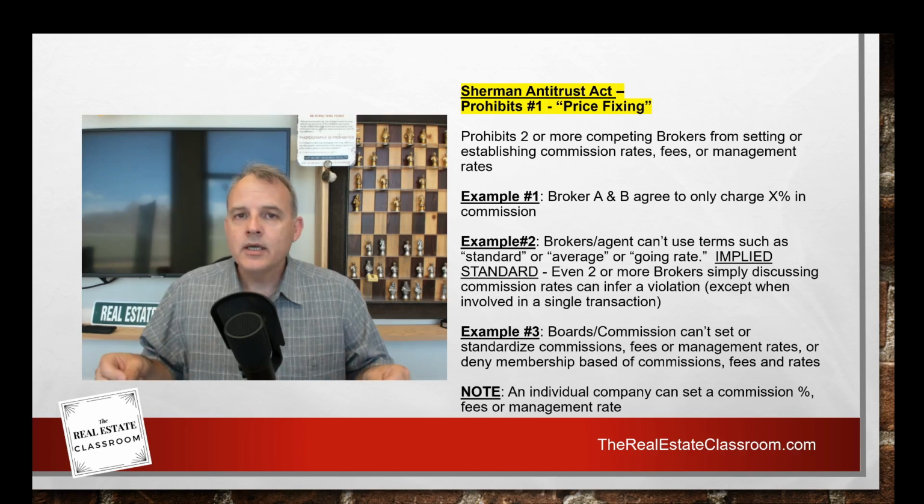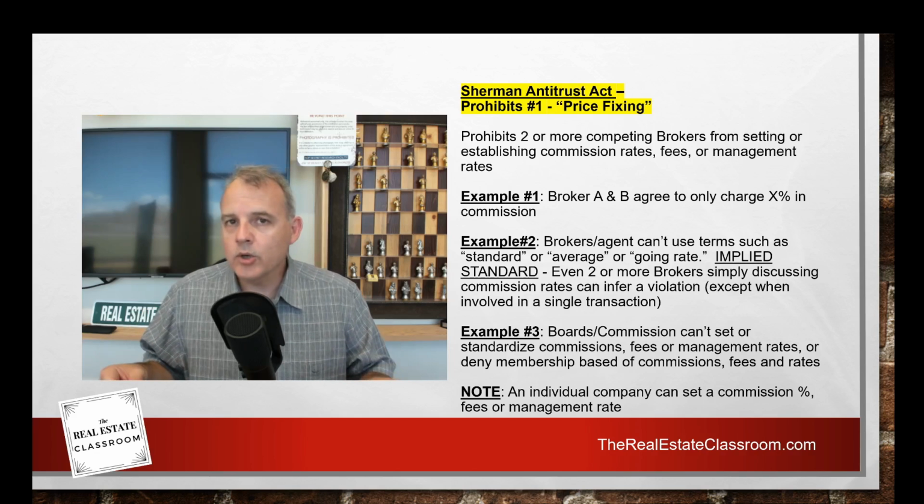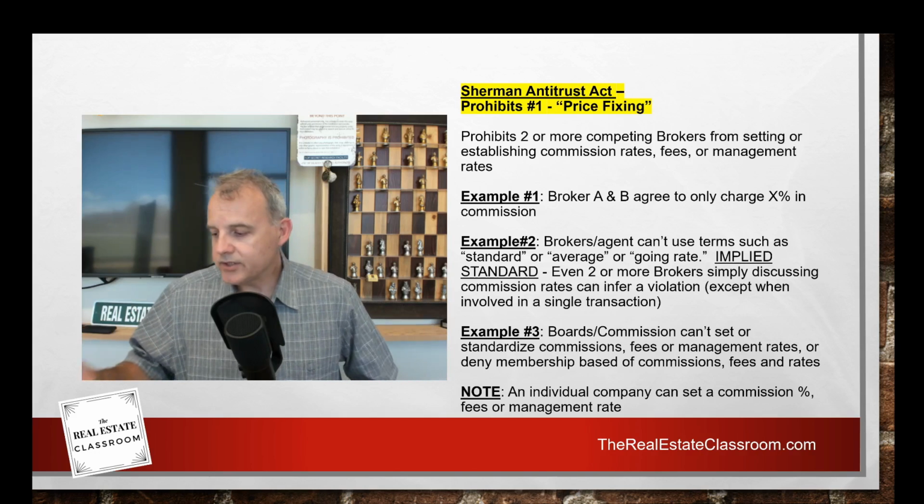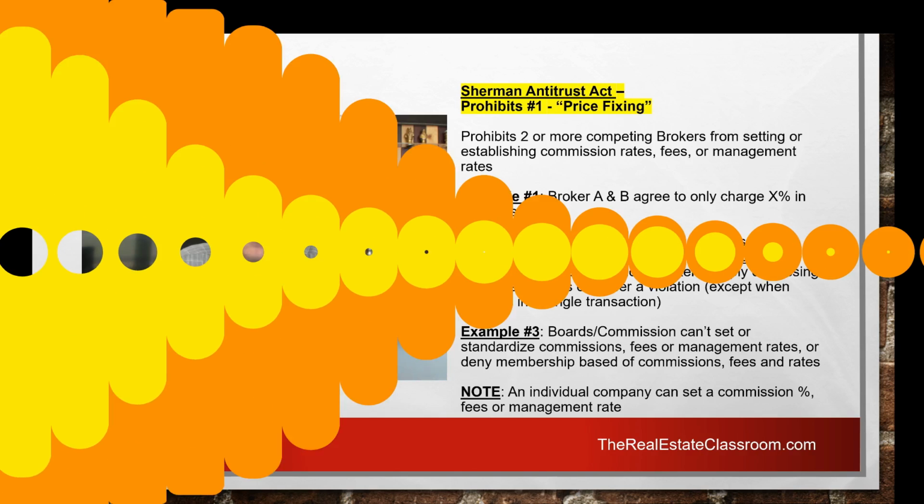Or everyone in this company, a minimum broker administrative commission is $300 or whatever the case may be. A company can do it. We get into trouble when two or more companies conspire to set a fee or a commission.